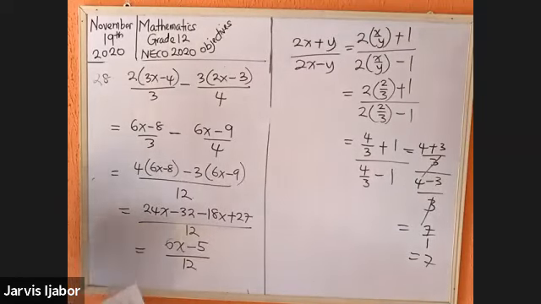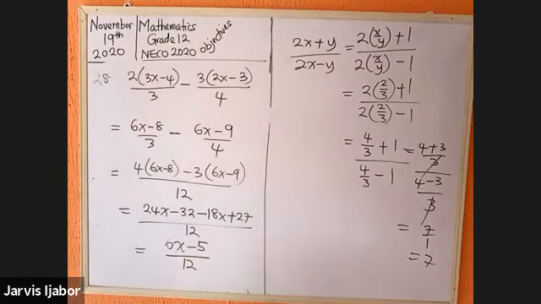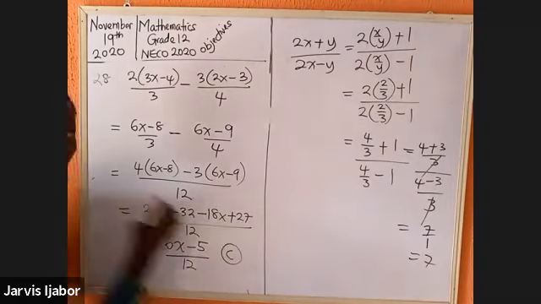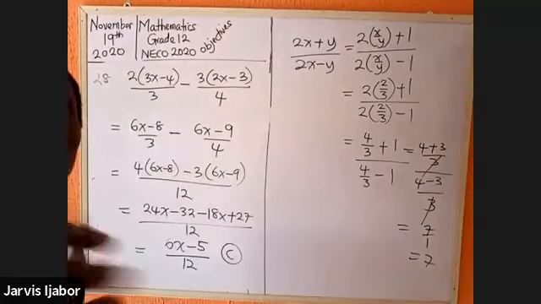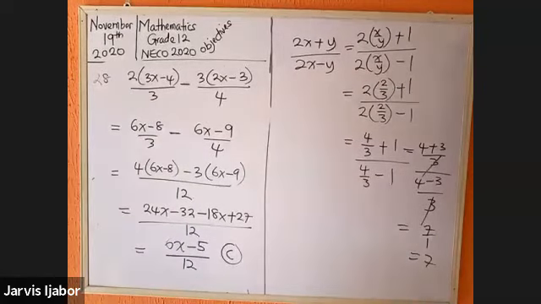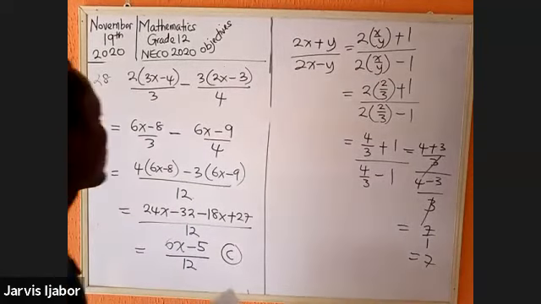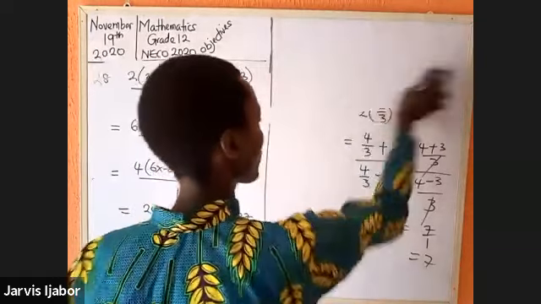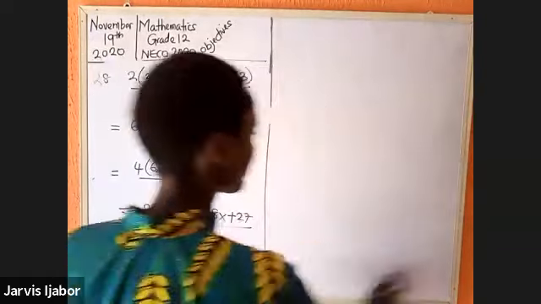Over 12. So if we've done it right, our answer will be what? C. Our answer will be C if we've done that question right. Okay, so that's for 28. We have 2 more questions to go.